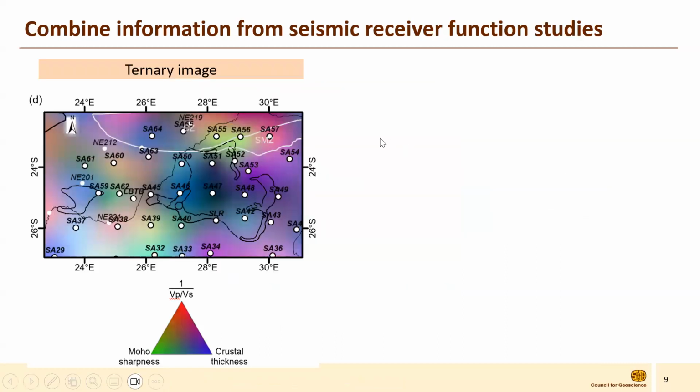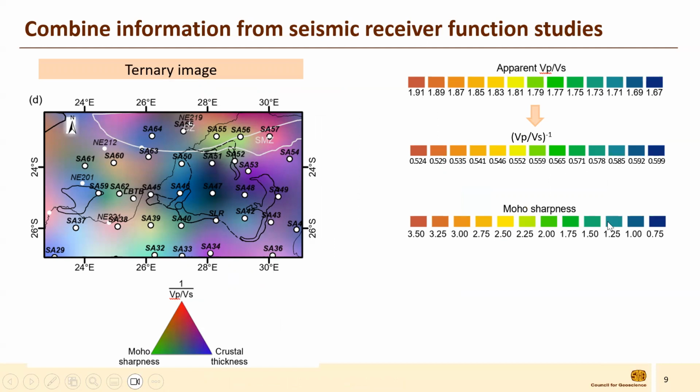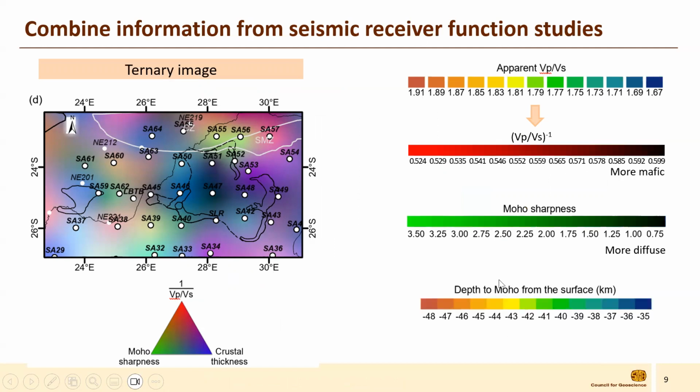So Janine took all of these observations. She put 1 over VP-VS to make the colors work. Moho sharpness, depth to moho in these kind of colors. And what you see is a pretty distinctive area in this ternary diagram underneath the Bushveld. So altogether, it's saying, yeah, this crust is quite different than most of the other places around it. And if you look at all of South Africa, it really stands out.